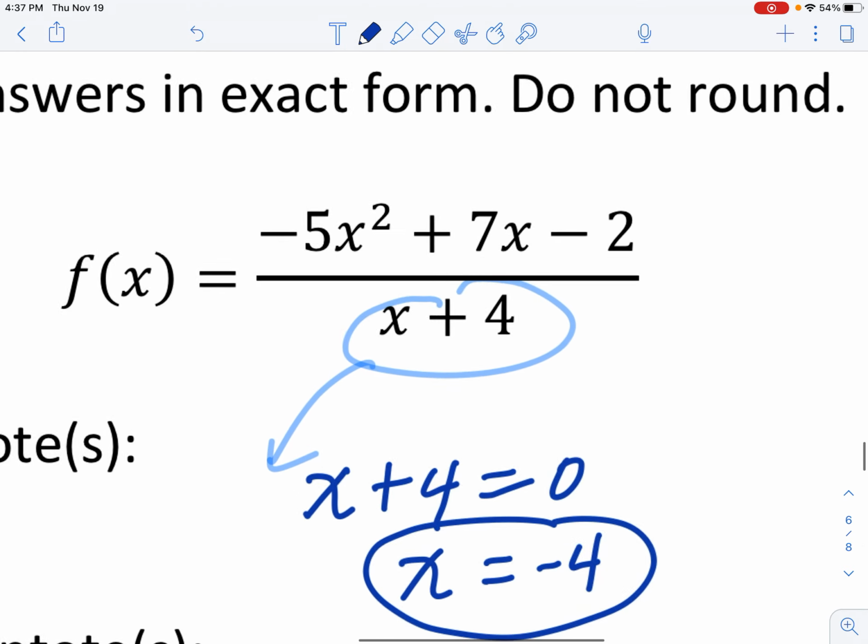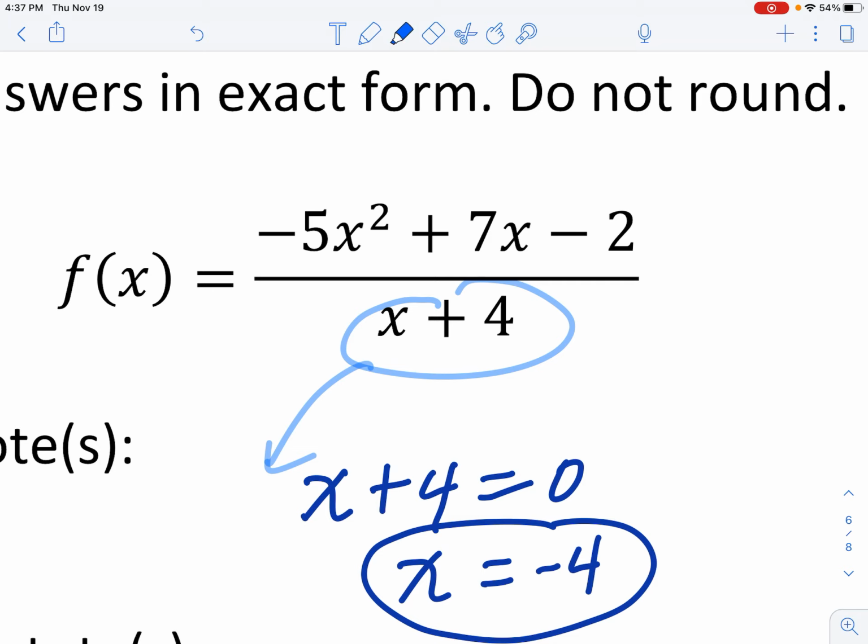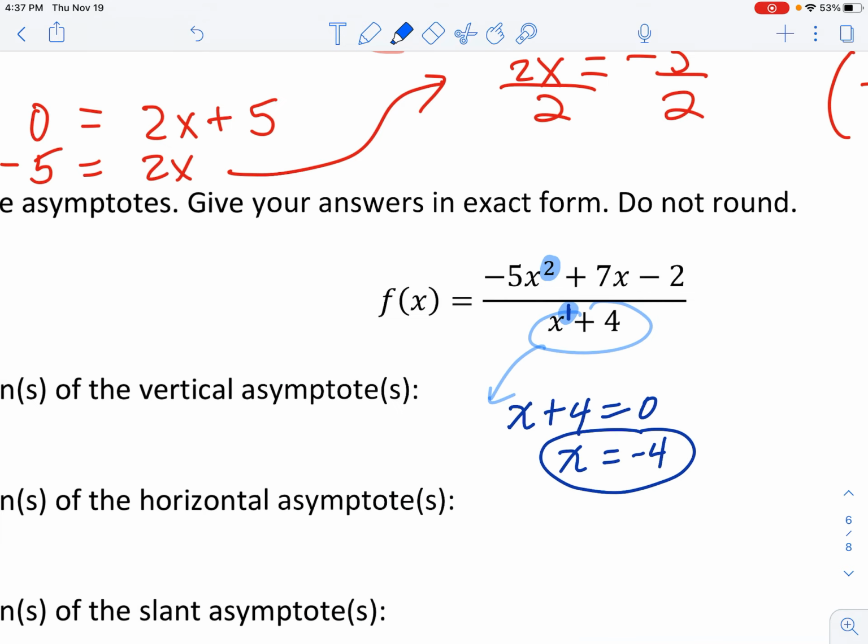Remember horizontal asymptote in our pre-calculus class, we had to look at the degree of the numerator and the degree of the denominator, and we have to compare them, right? So number 16 was the case when the bottom was bigger. When the bottom is bigger, the horizontal asymptote is at y equals 0. Here, the numerator's degree is bigger, okay?